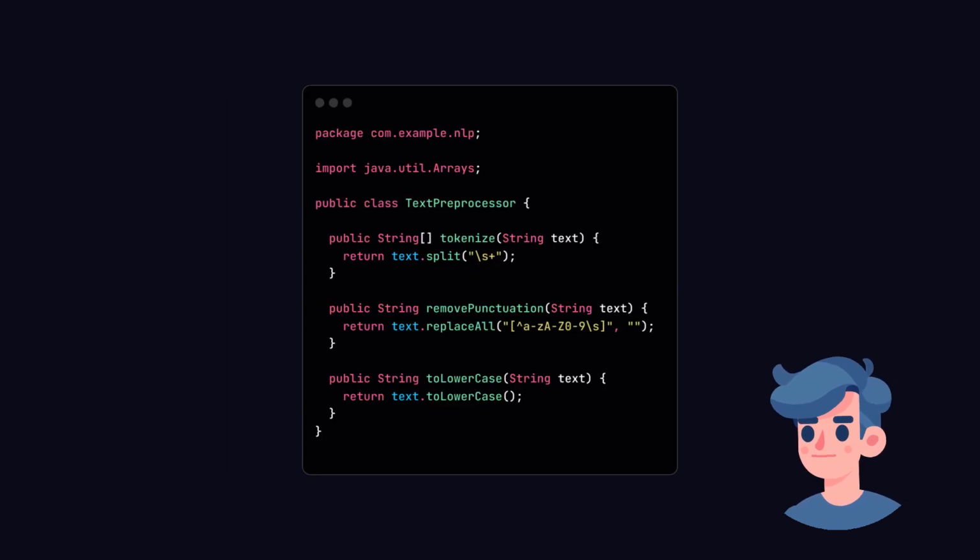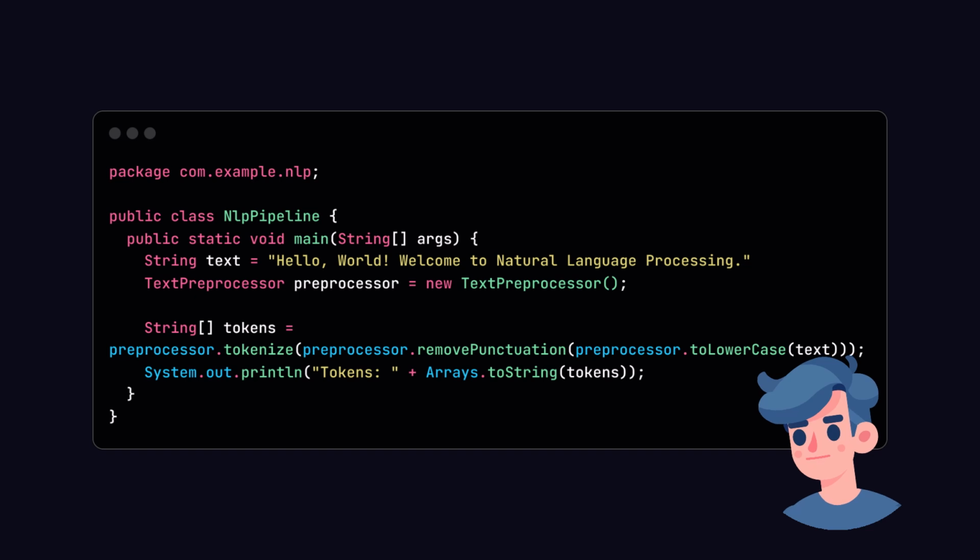Now let's begin with the first step in our NLP pipeline, text preprocessing. This includes tokenization, removing punctuation, and lowering the case. Therefore, we will create a Java class named TextPreprocessor. We have created a TextPreprocessor class with methods to tokenize, remove punctuation, and convert text to lowercase.